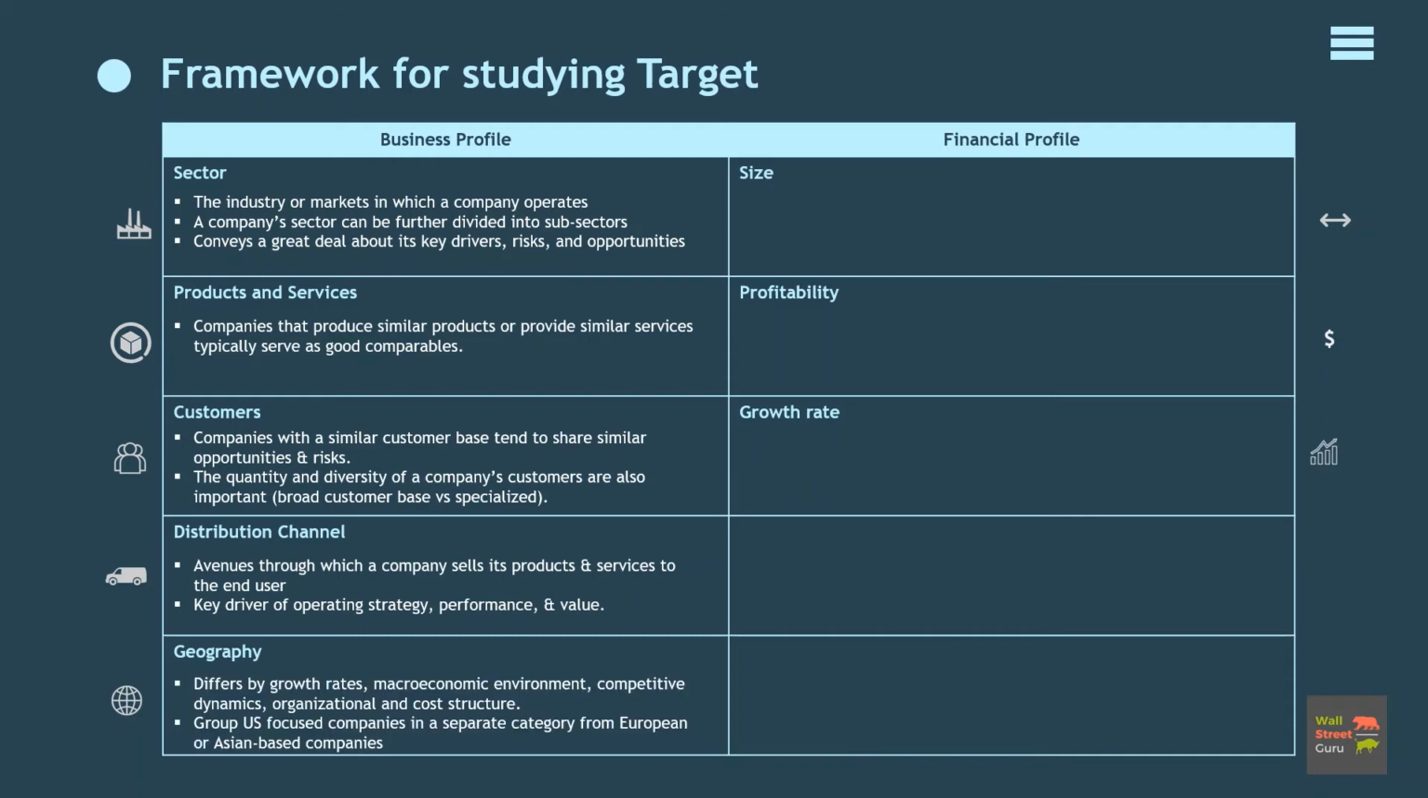Geography. Companies that are based in different regions of the world often differ substantially in terms of fundamental business drivers and characteristics. These may include growth rates, macroeconomic environment, competitive dynamics, organizational and cost structure, and potential opportunities and risks. Such differences, which result from local demographics, economic drivers and regulatory regimes, can vary greatly from country to country. Therefore, in determining comparable companies, bankers tend to group US-focused companies in a separate category from European or Asian-based companies, even if the basic business models are the same.